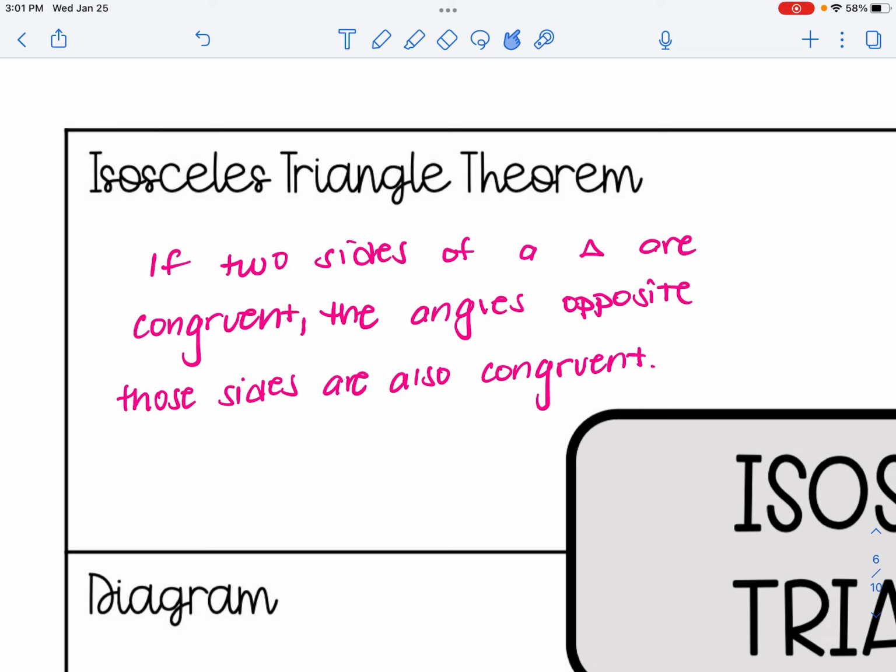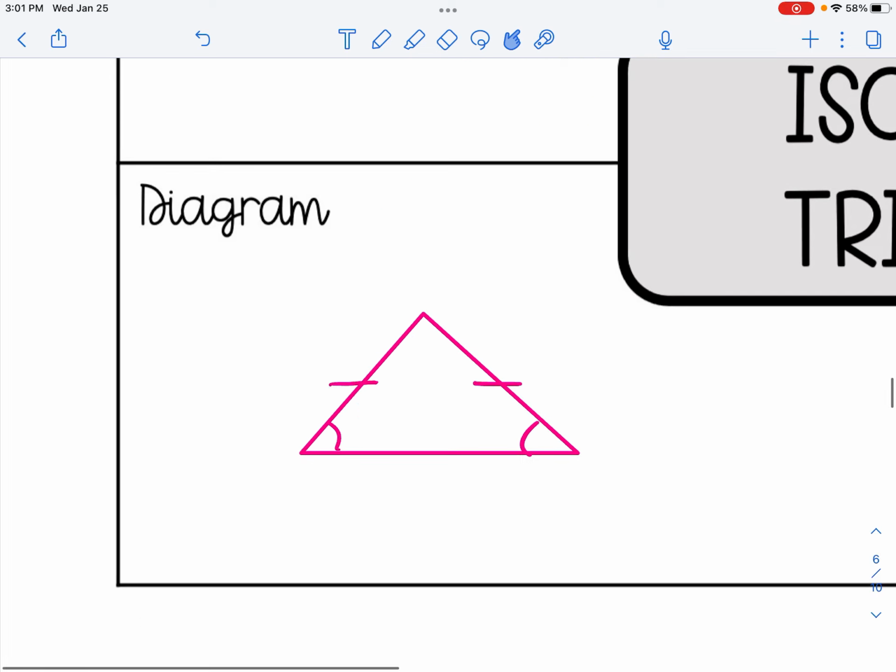It basically says that if two sides of a triangle are congruent to one another, then the angles opposite those sides are also congruent. So while we often think of an isosceles triangle as one with two congruent sides, we should also note that it additionally has two congruent angles. Here's what it looks like in terms of a diagram.